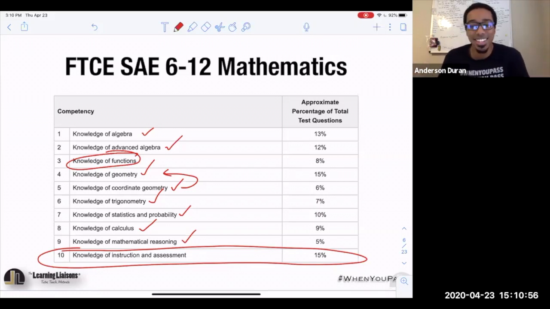So yeah, no. And Kristen, to answer your question, 75. There are approximately 75 multiple choice questions for the 6-12 math.